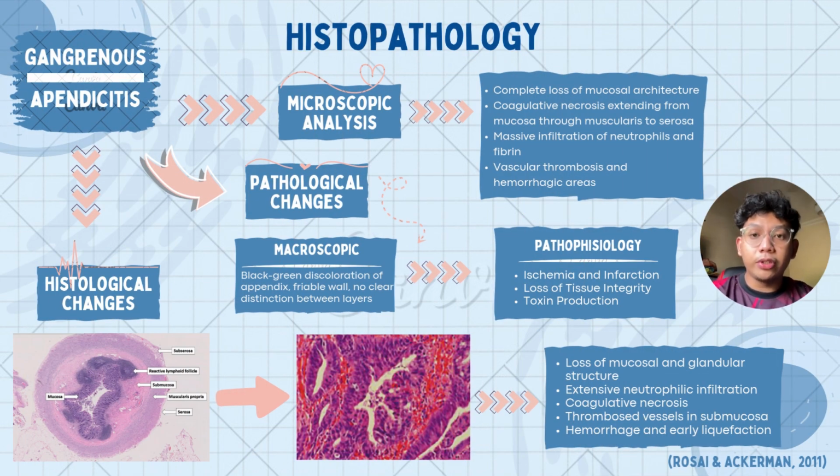In this case, the key feature is transmural coagulative necrosis, in which the mucosa, submucosa, and muscle layers all lose their structure. Neutrophils infiltrate the full thickness of the wall, and blood vessels are full of thrombi and hemorrhagic. For pathological changes, the primary process is severe ischemia, leading to infarction, and this also comes with loss of tissue integrity and toxin production. For histological changes, we can detect the loss of mucosal structure, coagulative necrosis, and also thrombosed vessels in the submucosa.